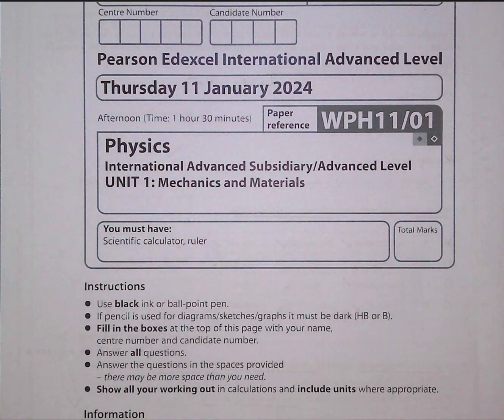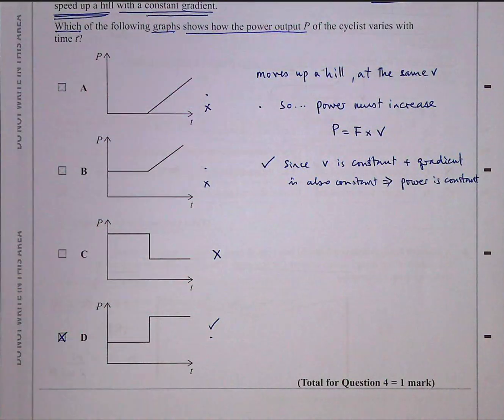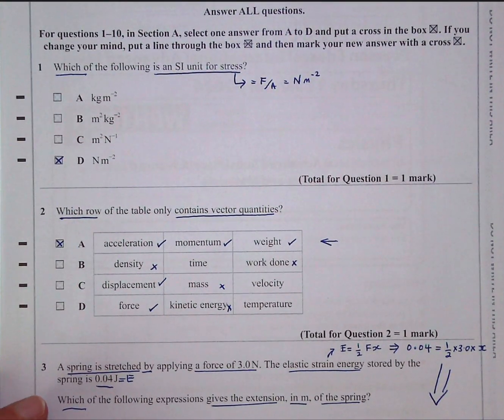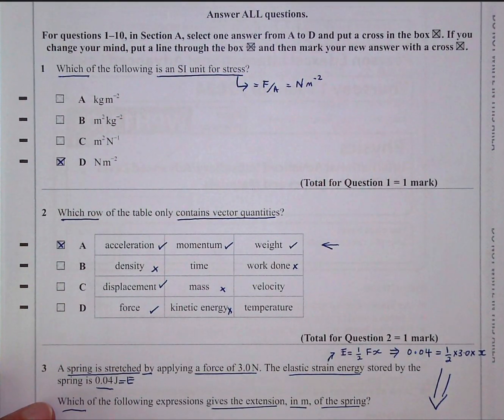Today I'm going to go through the January 2024 Unit 1 exam for the Physics International Edexcel A-level exam on mechanics and materials to help students who need to retake this paper in May. The next exam for Unit 1 will be next week on May the 10th. So if you're taking this paper, you may want to go through these answers. It's going to be a quick run through due to time commitments.